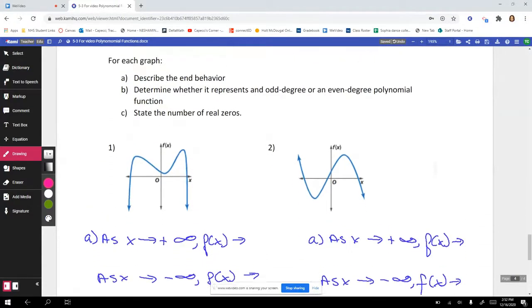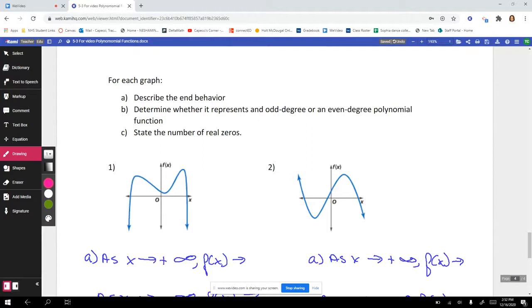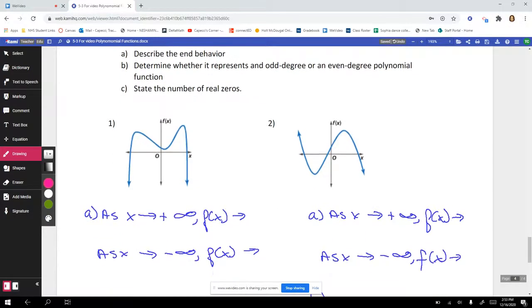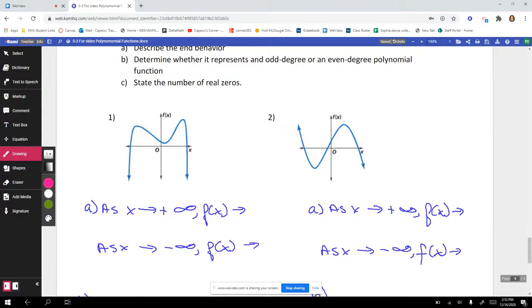Okay, so let's try a few. We're going to kind of put it all together. We're going to describe the end behavior, determine whether it represents an odd or even degree polynomial, and state the number of zeros. So let's look at number 1.